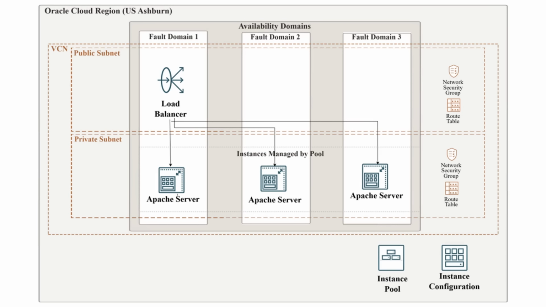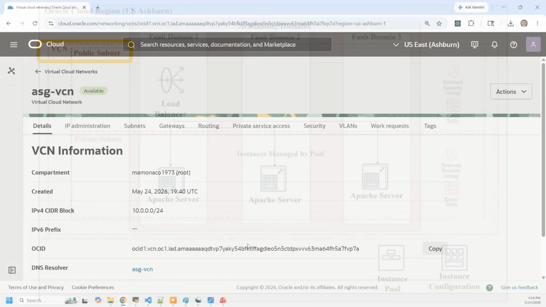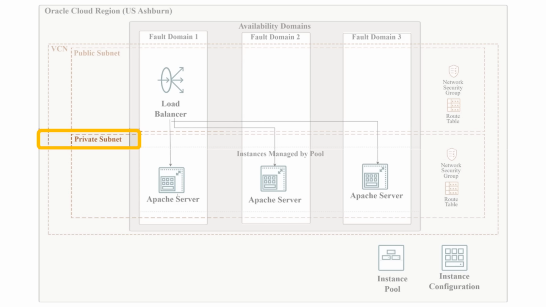Let's take a look at the architecture before we build. Everything runs inside an Oracle Cloud region, US Ashburn in our case. Inside the region, we create a virtual cloud network with two subnets, a public subnet for the load balancer, and a private subnet for the instances.